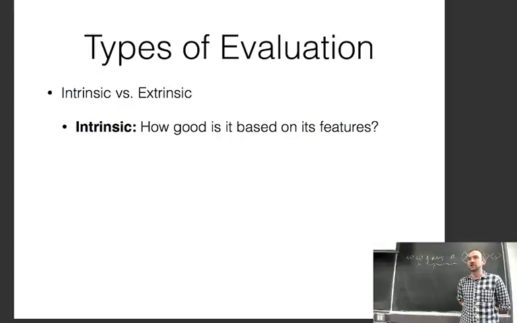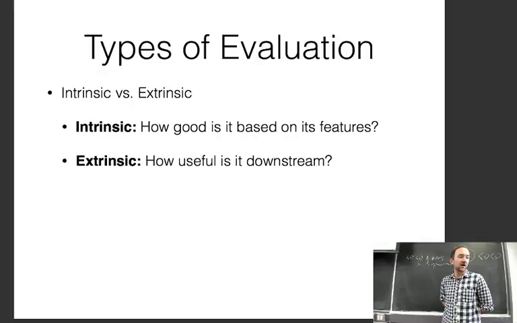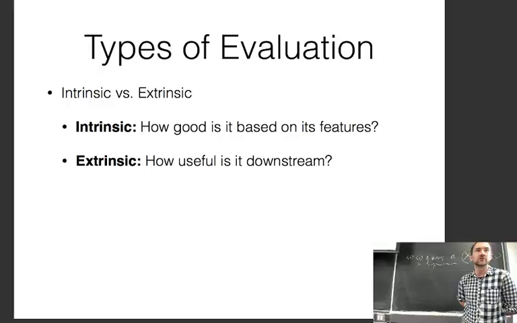And the way you measure how good it is by looking at it and measuring something about its properties or something like that. Well, extrinsic evaluation is how useful is it in a downstream task, basically. You try to use it to do something, and if it works well for your task, then it's a good thing.